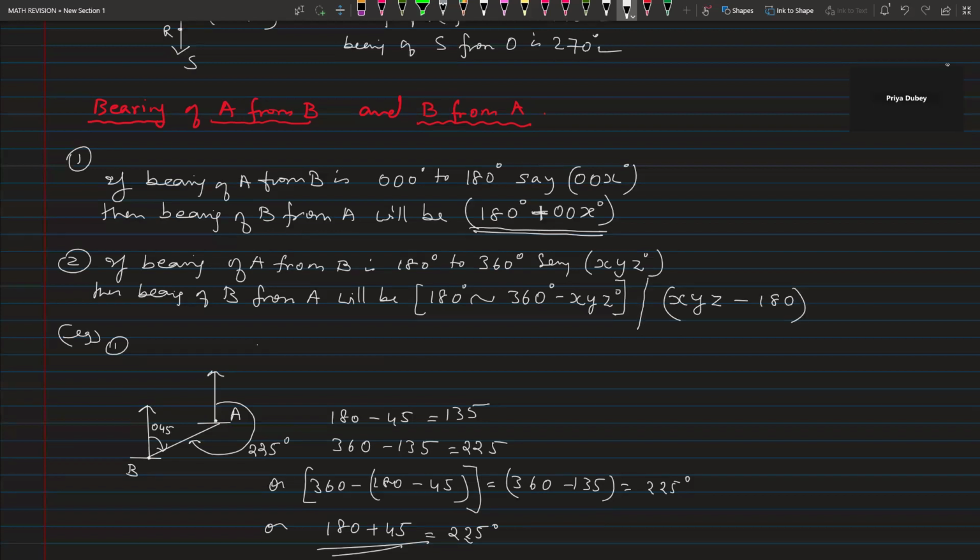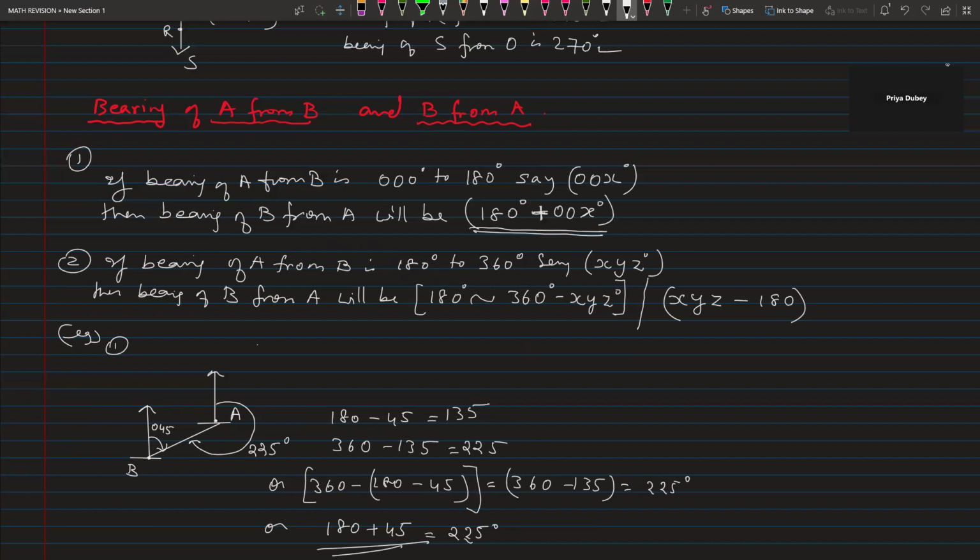Yes. Okay, so if the bearing of A from B is something and that something is between 0 and 180, then what you have to do to find the reverse bearing, that is B from A, is add 180 to that value. And suppose the bearing of A from B is between 180 and 360, more than 180, less than 360. See, bearing can be anywhere between 0 to 360.